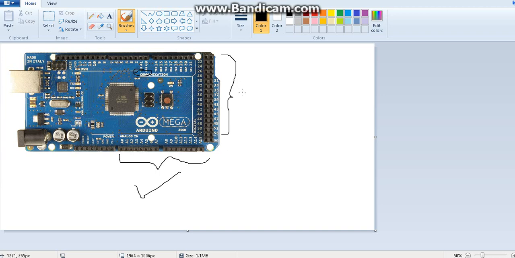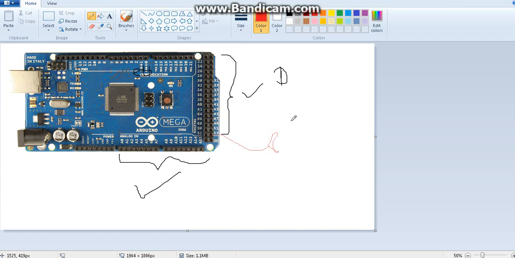Why I say to avoid 0 and 1 is that they are used for the TX-RX purpose as well, right? You can see there is something written as TX-RX. So you can avoid them for safety reasons anyway. Up to this you can use, so we can use any digital pin. Let's say I'm using pin number 53 for the moment. So what I will do is I will give a digital input to the pin.